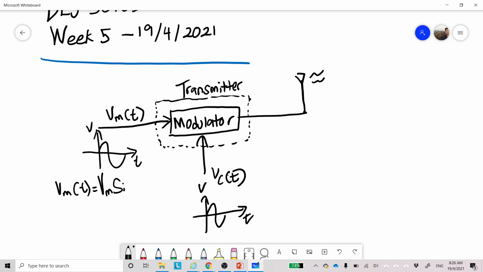And if you rearrange the equation based on the trigonometry identity, you will get the final equation of AM, which is VC sine 2 pi FCT plus Vm over 2 cos 2 pi in bracket Fc minus Fm t, minus Vm over 2 cos 2 pi in bracket Fc plus Fm t. So you have the carrier portion, you have the lower sideband portion, and you have the upper sideband portion.